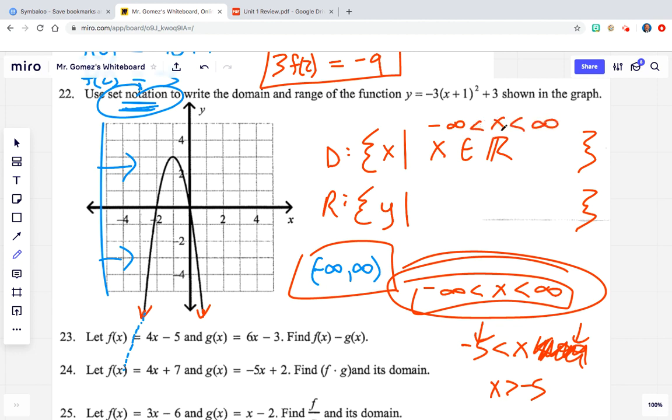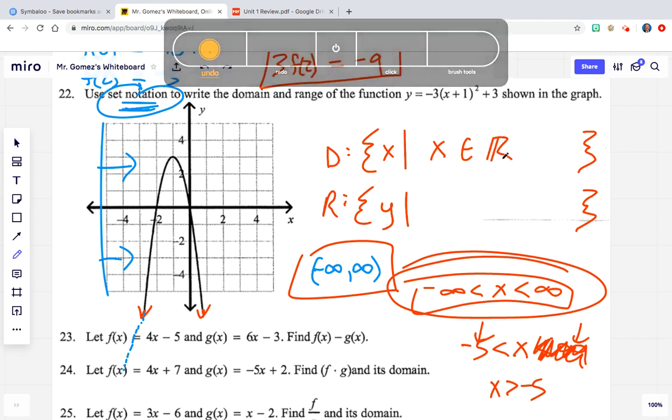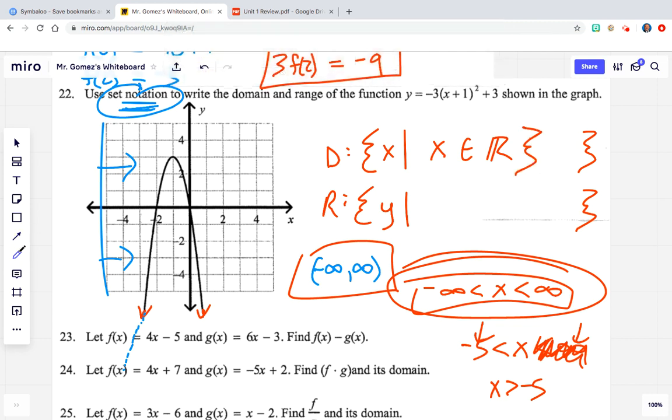Either one of these two notations right here is correct, but again, I would prefer you use this one, okay? Let me go ahead and read it as I go through it. It's the domain of all x's such that x is an element of all the real numbers. This element symbol almost looks like a capital C with a line that goes straight to the right. It's just a fancy way of saying x is an element of all the real numbers, aka all real numbers. All right, so let's go ahead and go to the range.